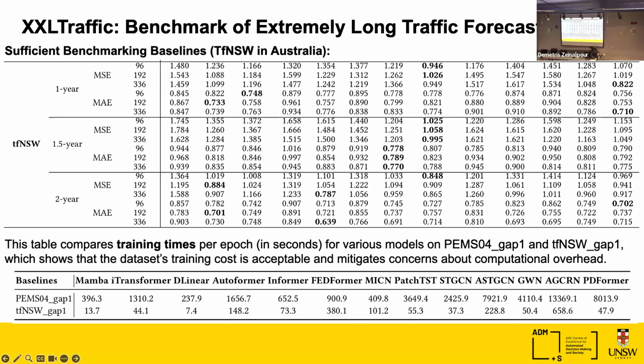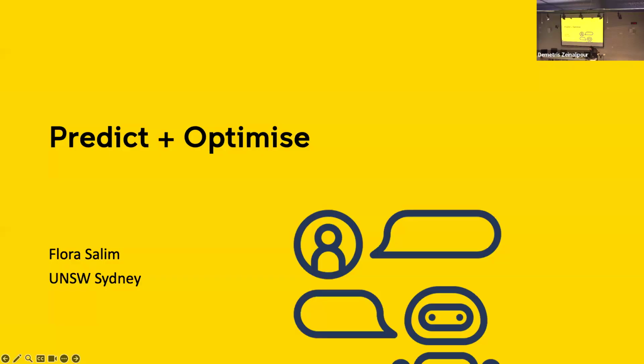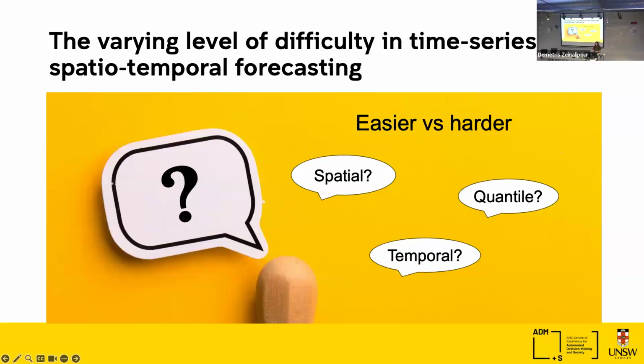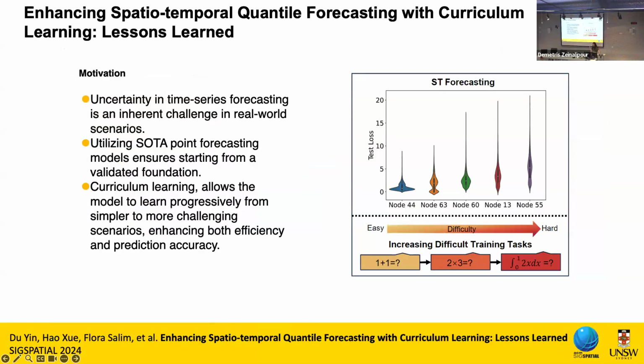And in fact, not only are we interested in optimizing our prediction, because there are varying levels of difficulty in time series and spatial temporal forecasting. This was a paper from last year. It's a bit like math. There are some easier math equations and harder math equations. Same thing in time series spatial temporal forecasting. There are distributions that are easier to predict and distributions that are harder to predict.